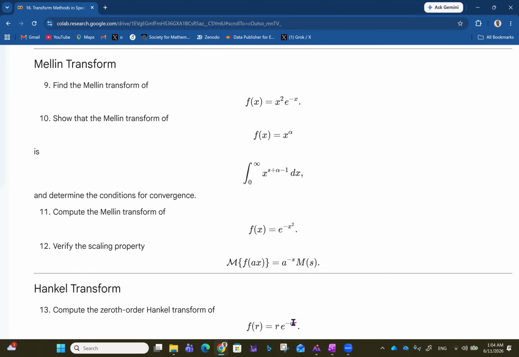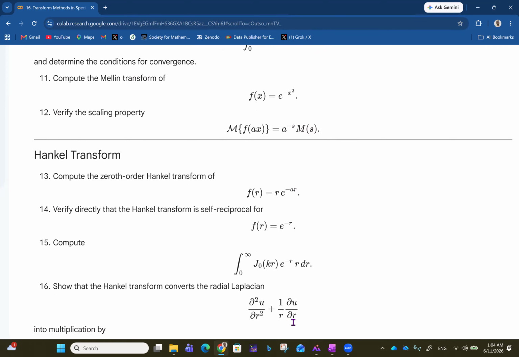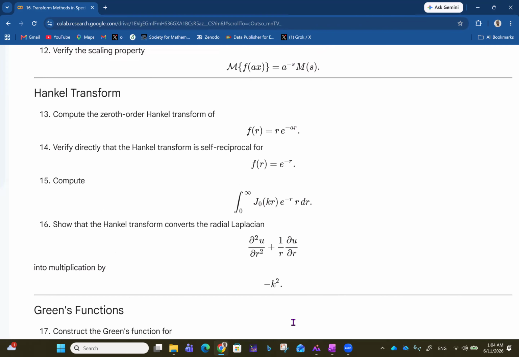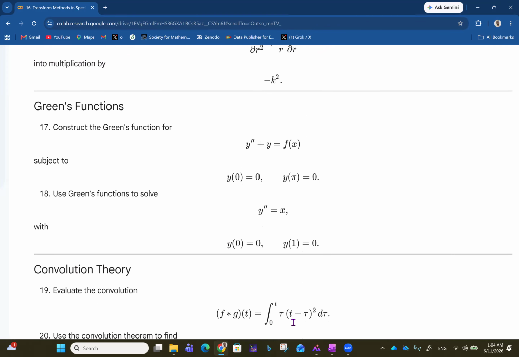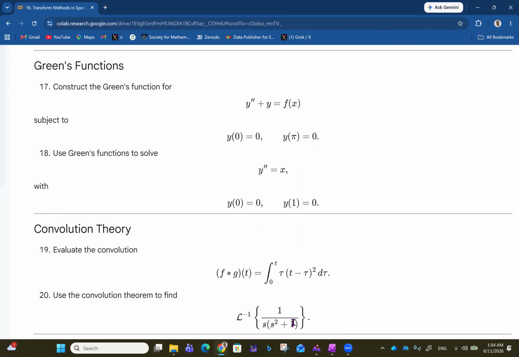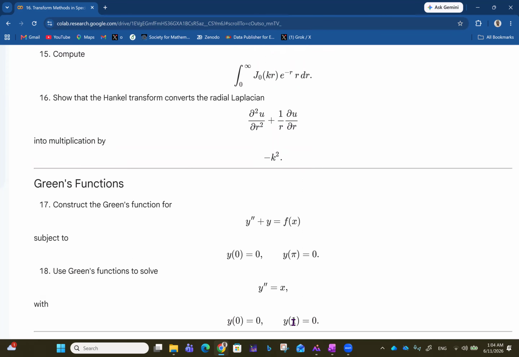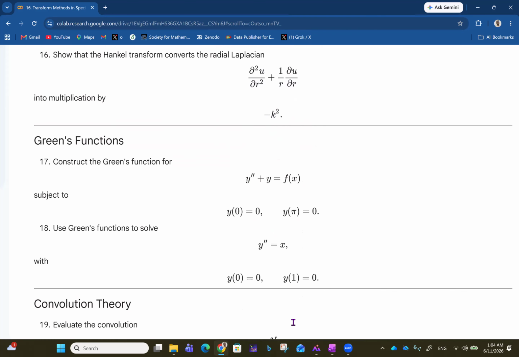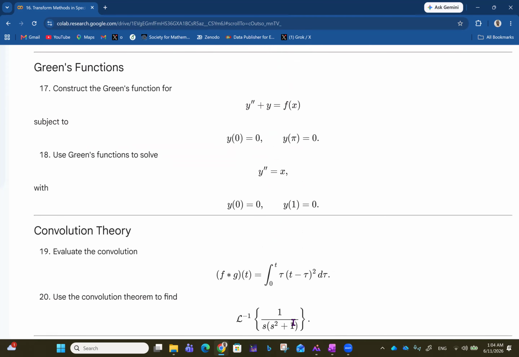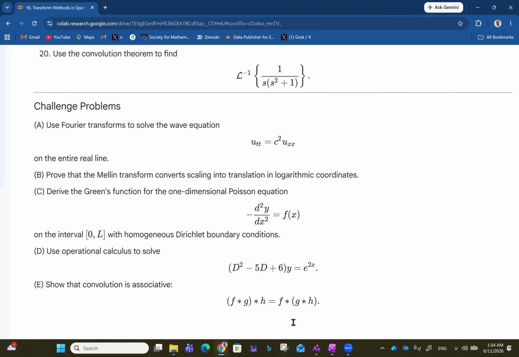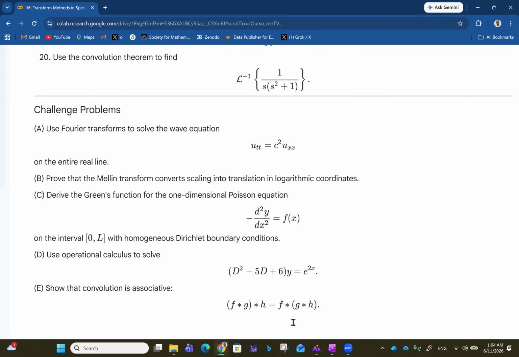We have 9 to 12. We have 13 to 16. We've done 13 to 16, so 17 to 20. But then there's a bonus too. You have challenge problems here where you want to use Fourier transforms to solve the wave equation, u sub tt equals c squared u sub xx.